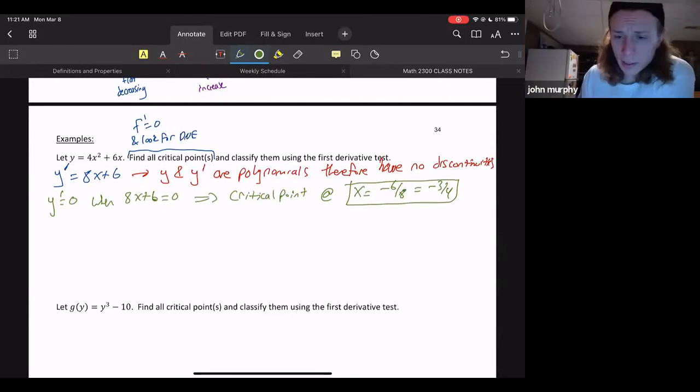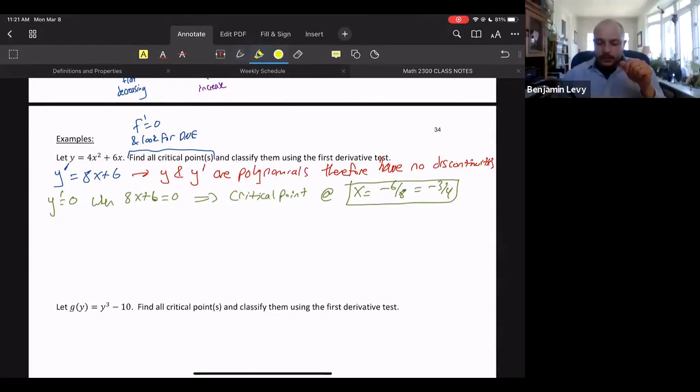How did you get that point? Just took the derivative here and set it equal to 0, right? So I subtract 6 and divide by 8. Okay, yeah. We get that one. Other questions?